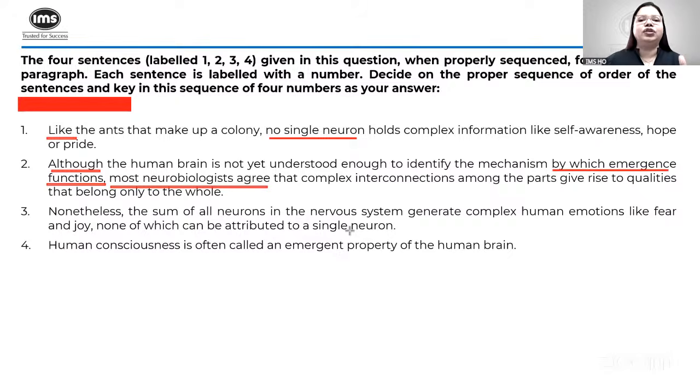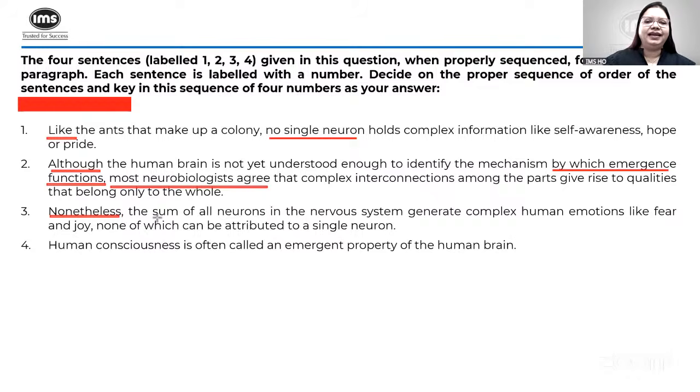They give rise to the whole understanding of the brain, or how the brain functions, basically. So my question is, why am I straight away saying most neurobiologists agree on this idea? Now look at three. Three says "nonetheless", that's a contrast indicator, a contrasting word. What is it contrasting? Look at what it says. The sum of all neurons in the nervous system generate complex human emotions like fear and joy.